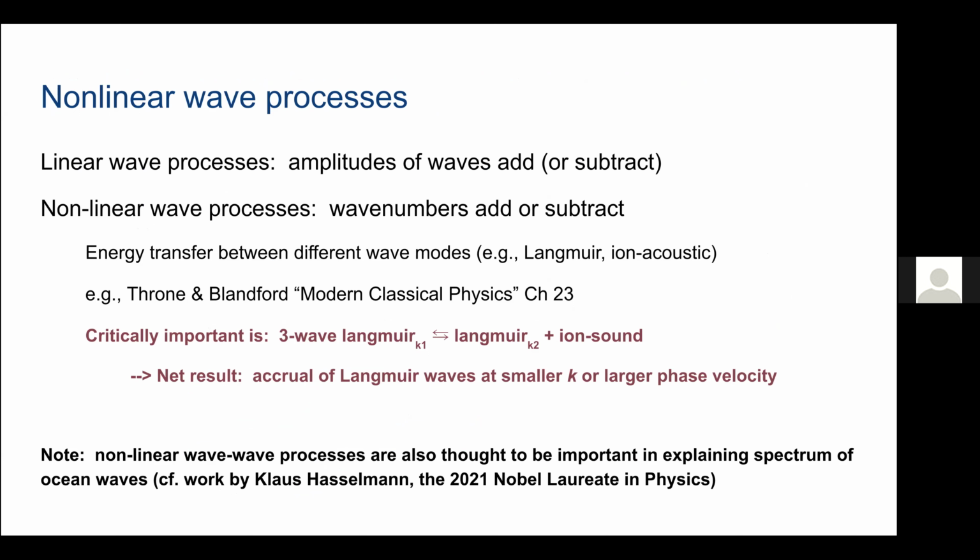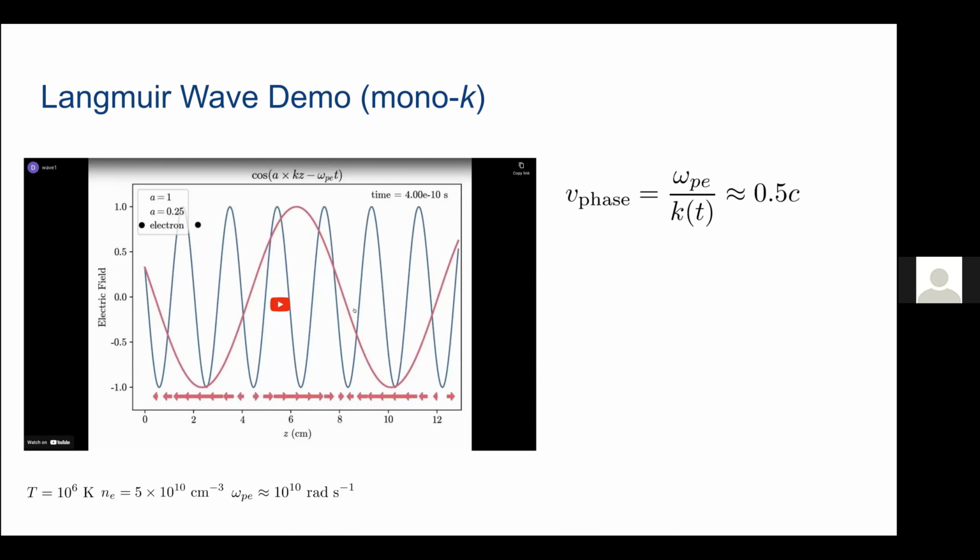and larger phase velocity. I just want to point out, it's pretty interesting that some of the same physics seems to be used in explaining the power spectra of ocean waves, which I've become randomly interested in. And this is, of course, one of the Nobel Prize winners, 2021. I don't know if there's a solid connection here, but pretty interesting.